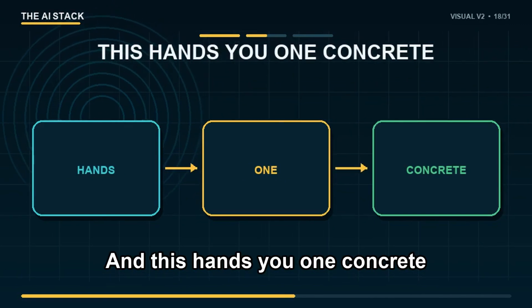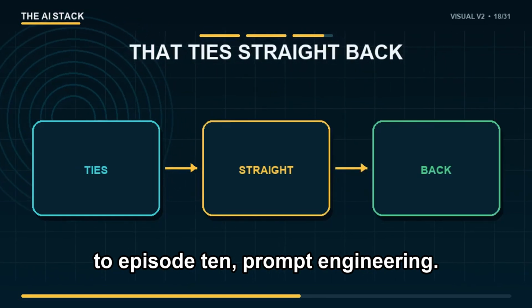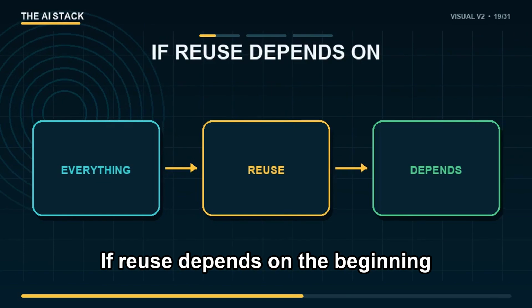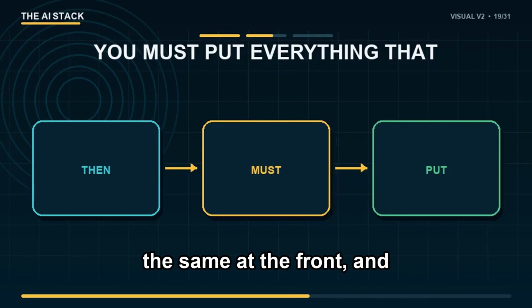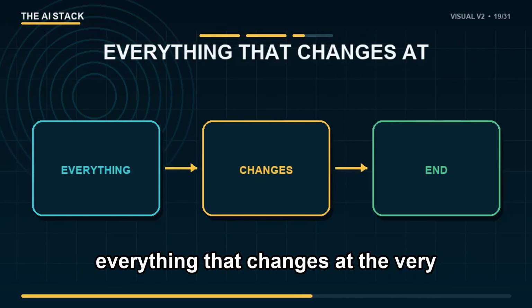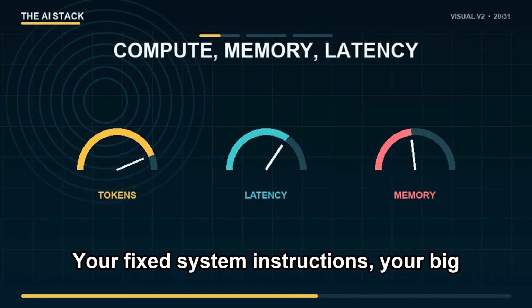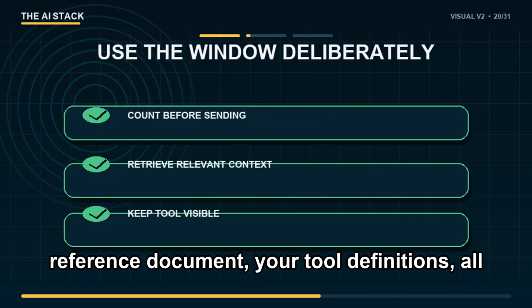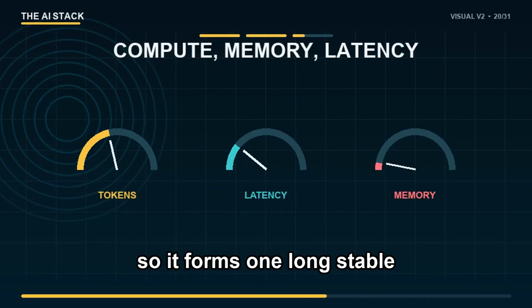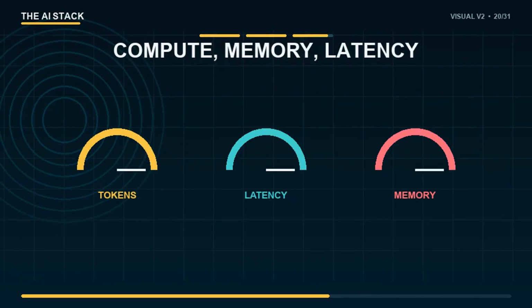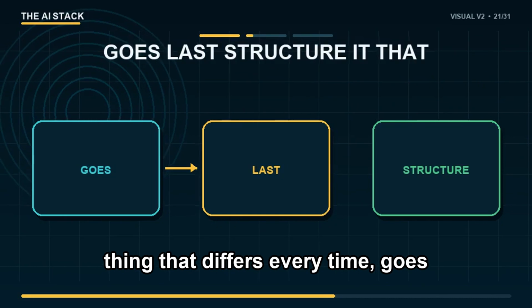And this hands you one concrete design rule that ties straight back to episode 10, prompt engineering. If reuse depends on the beginning of your prompt being identical, then you must put everything that stays the same at the front and everything that changes at the very end. Your fixed system instructions, your big reference document, your tool definitions, all of that static content goes first, so it forms one long stable prefix that caches cleanly. The user's actual question, the one thing that differs every time, goes last.